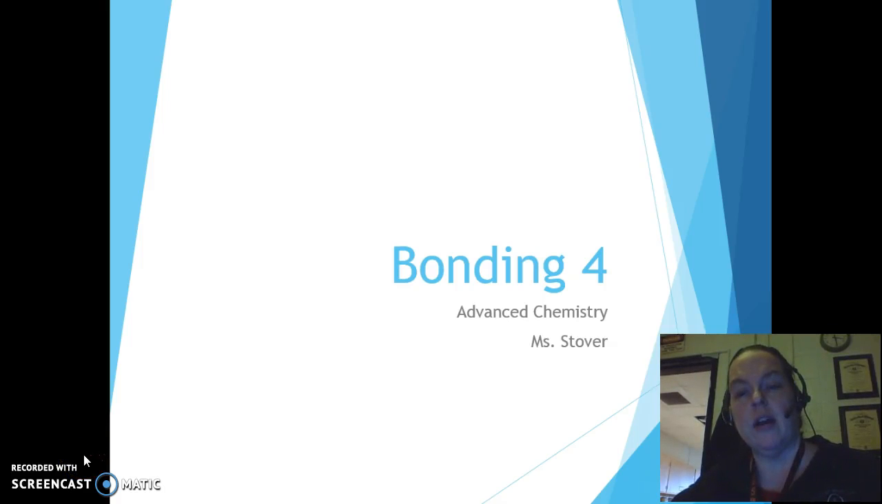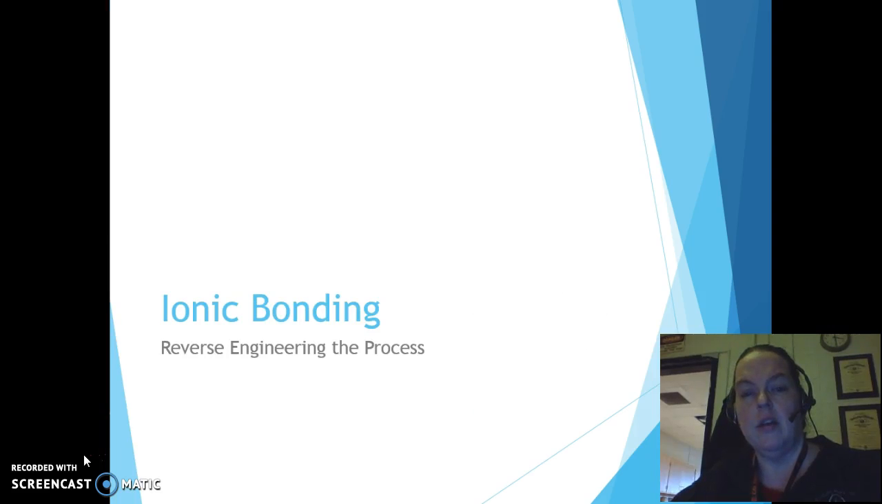Today we are going to be talking a little bit more about bonding, especially ionic bonding. In this case, we're going to be reverse engineering the process that we've learned so far. So far, we've begun the process where we have the ion species that make up the compound. We figure out what the formula of the compound is, and then we write the name. That's what we've been doing thus far.